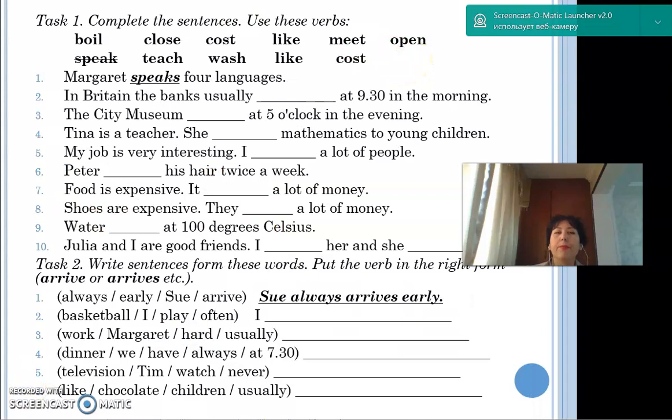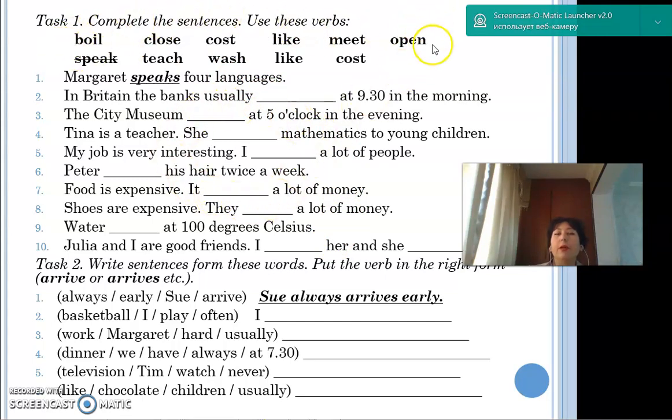So let's practice. Task 1. Complete the sentences. Use these verbs like boil, close, speak, and so on. Margaret speaks for languages. Margaret, it's she, that's why we use s at the end of the verb. In Britain, the banks usually open at 9:30 in the morning. Do we use open or opens? Open, because banks is plural, it's they. They usually open. So, dear students, you have 3 minutes to complete this task.